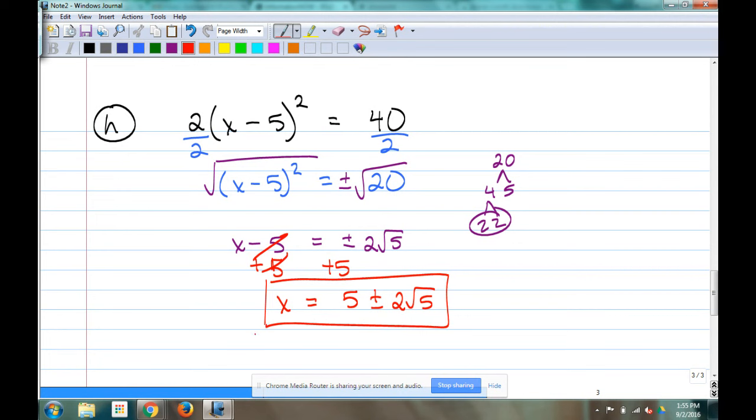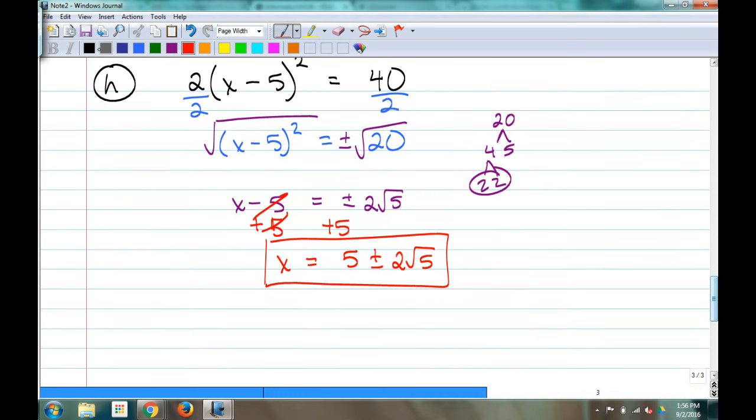So you really have 2 answers. One is the 5 plus whatever 2 radical 5 is, and then the other answer is 5 minus whatever 2 radical 5 is. Okay. Quite a bit going on in that problem. A little bit longer. Now, the others have been real short. So, I mean, we're getting to a little bit longer problem here. But it's not just incredibly difficult problems. Let's take a look at this one.